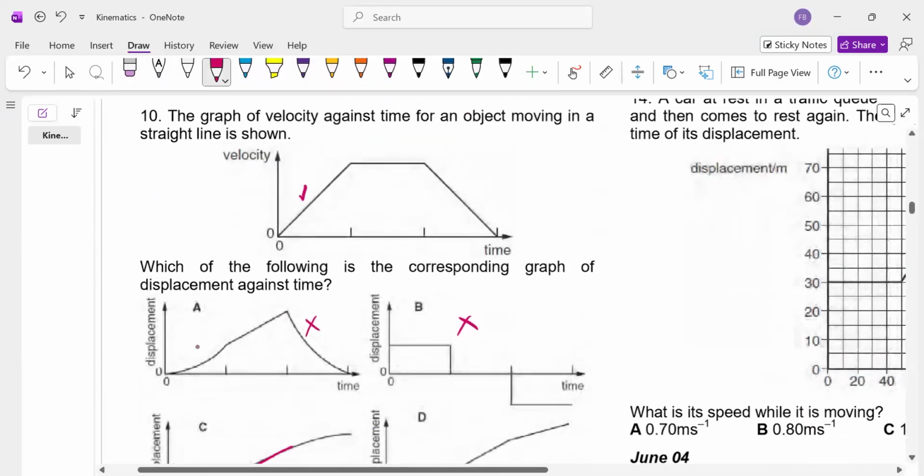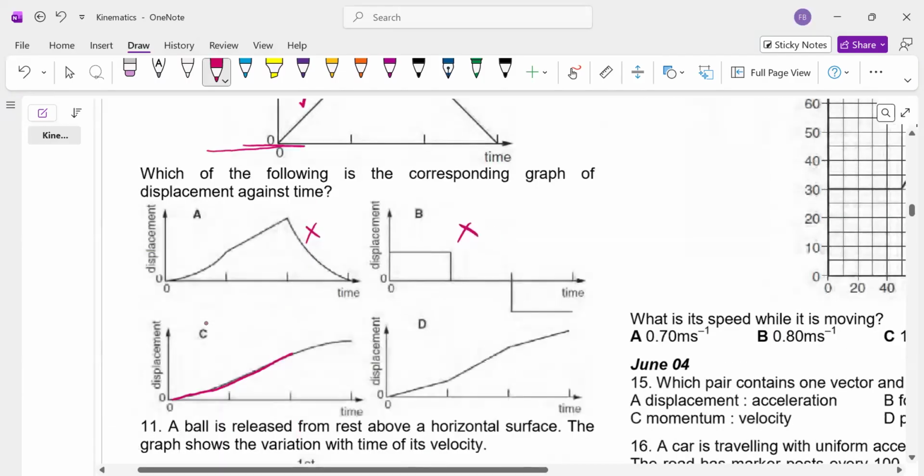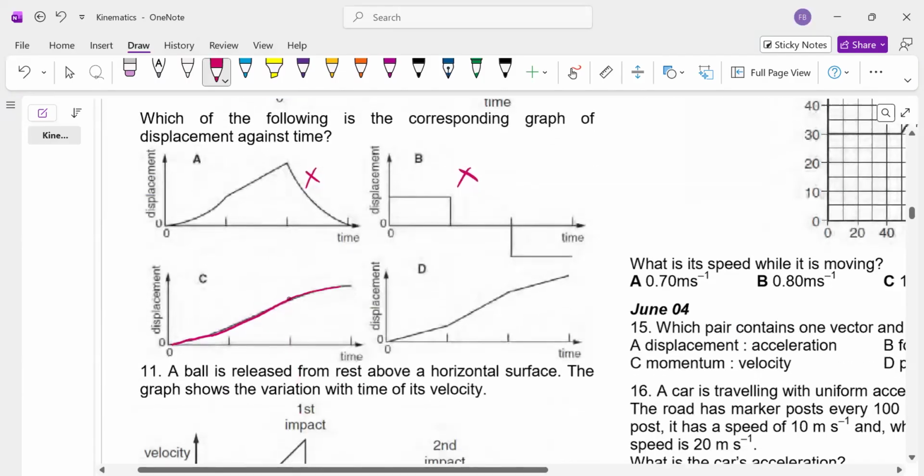Then afterwards, if you see, the velocity is decreasing, right? But even though it is decreasing, this is on the positive side. It is not negative. That's why your displacement time graph will be like this. Clear? So it will be option C.